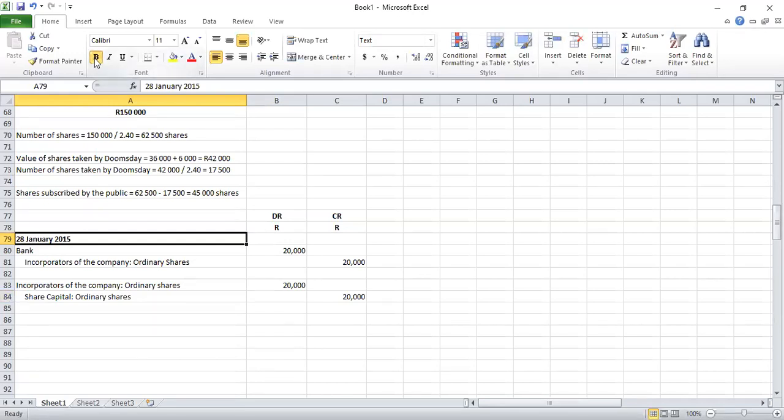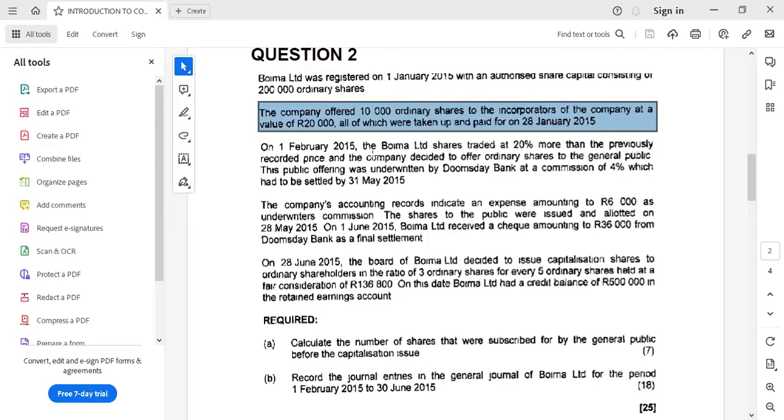Then on 1 February, that's when they offered the shares to the public. The share issue was to be settled by 31 May. The company accounting records indicate an expense amounting to 4,000 of the commission. The shares to the public were issued and allotted on 28 May 2015. First of all, there's the application. We're not given the dates, so I'll just say 1 February 2015.